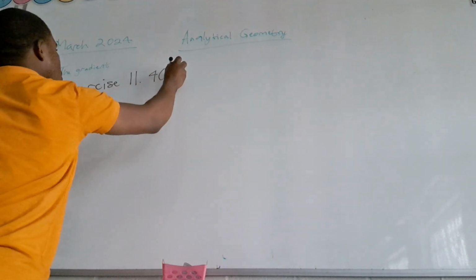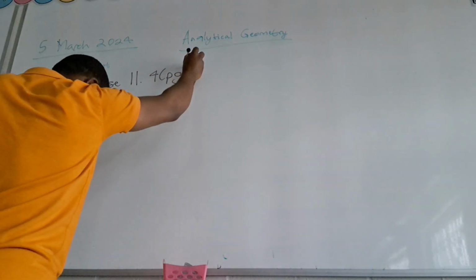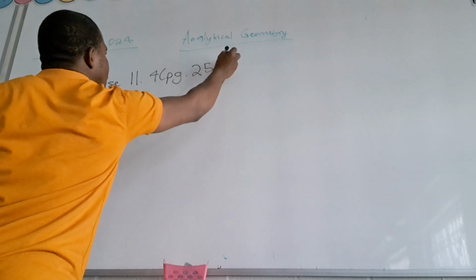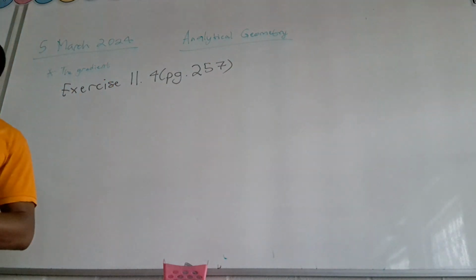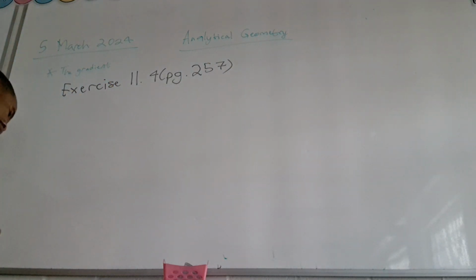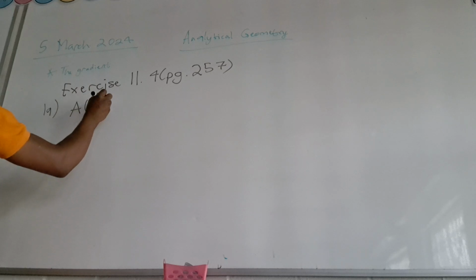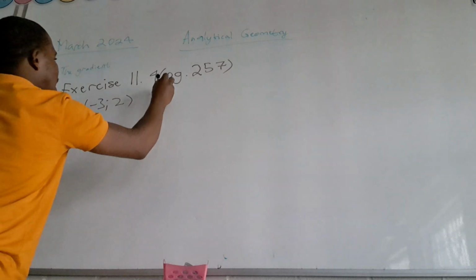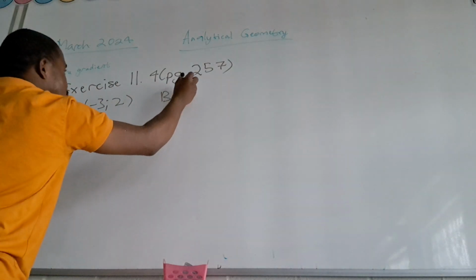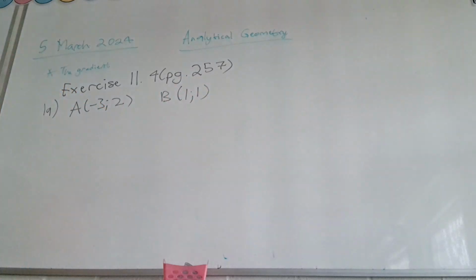11.4, page 257. So the first question, what is the first question saying? I asked you to do 1A and 1C, right? Simple exercise. Calculate the gradients of the line joining the points. So what I advised you to do was give the point names. It helps just for bookkeeping purposes. That was the points that are in the textbook, right?